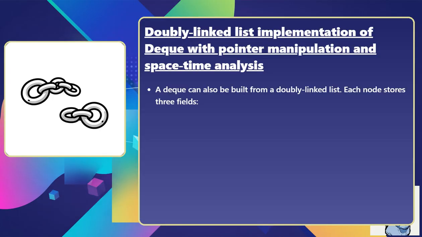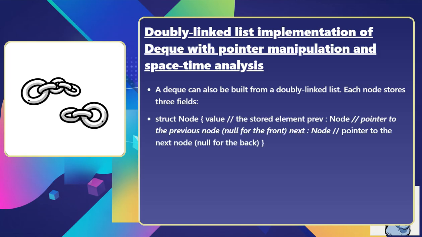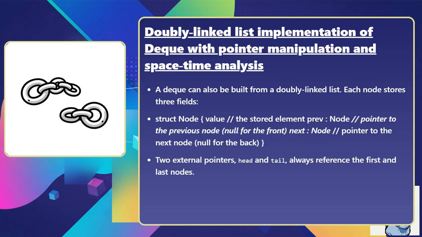Each node stores 3 fields. Struct node: value, the stored element; prev, a pointer to the previous node, null for the front; next, a pointer to the next node, null for the back. Two external pointers, head and tail, always reference the first and last nodes.